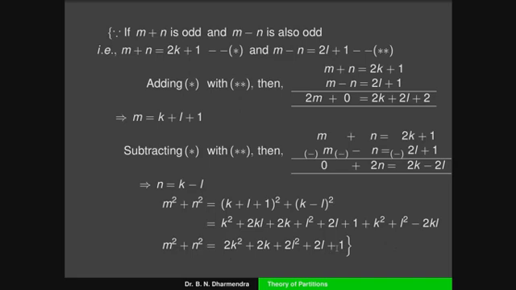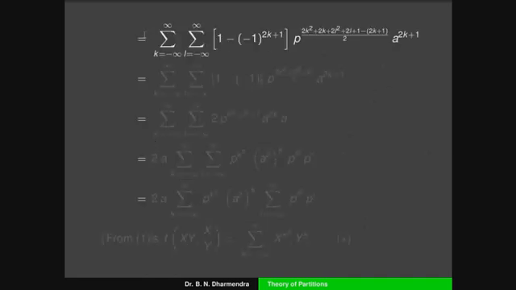Okay, now I have to substitute the value of m square plus n square, and also m plus n is 2k plus 1. If m tends to plus or minus infinity, k also tends to plus or minus infinity, and n tends to plus or minus infinity, l also tends to plus or minus infinity. Therefore, both series, k running from minus infinity to plus infinity and l running from minus infinity to plus infinity, of minus 1 to the power of m plus n, that is 2k plus 1, into e to the power of m square plus n square.